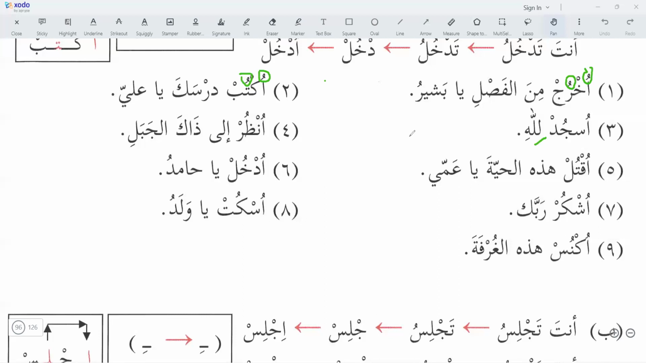Unzur ila zakal jabali. Look at that mountain. Zakal jabali. At that mountain.